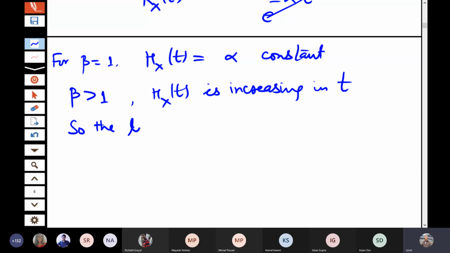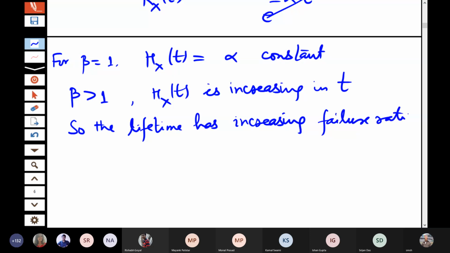So the lifetime has increasing failure rate, which is called IFR. Okay. So in reliability theory, these types of notations are used, IFR.